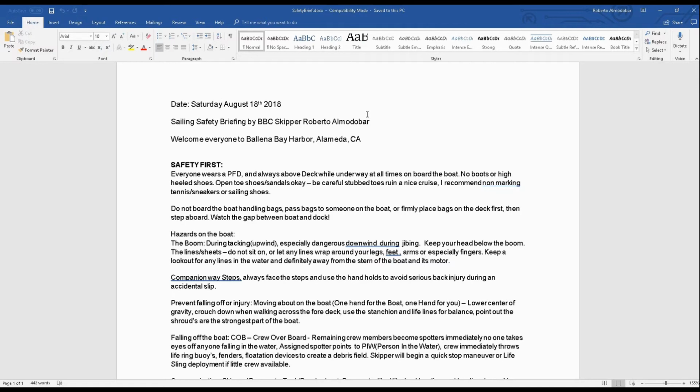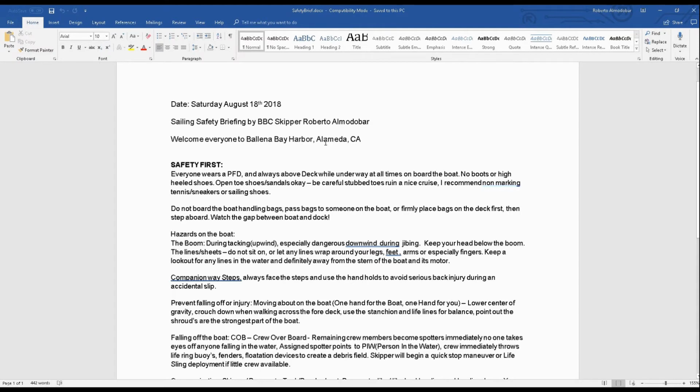Sometimes it takes a couple of minutes to get through, but I can say in the last 5 years, no one has ever slipped, fallen, or gotten hurt on any of my charters, or even fallen overboard. And that's because I do a thorough safety briefing at the dock on every charter, unless it's people that I've sailed with before. So let's talk about this.